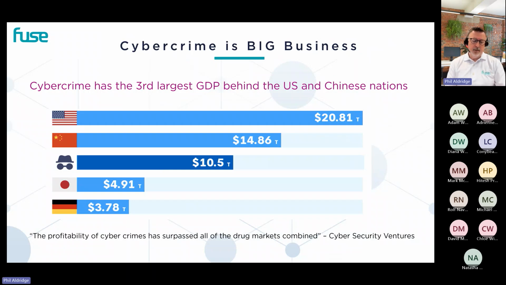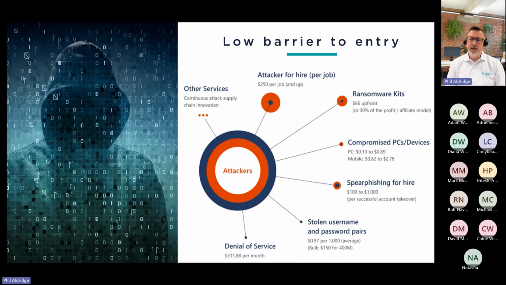And that's because cybercrime is extremely easy to get involved in these days. If you are a bad actor, the one on the bottom right-hand corner here that says stolen usernames and passwords, think about this, $150 for 400 million usernames and passwords. And then you use AI to build you a bot that uses those usernames and passwords to try and exploit various websites and various apps, etc., etc. Not hard to do.